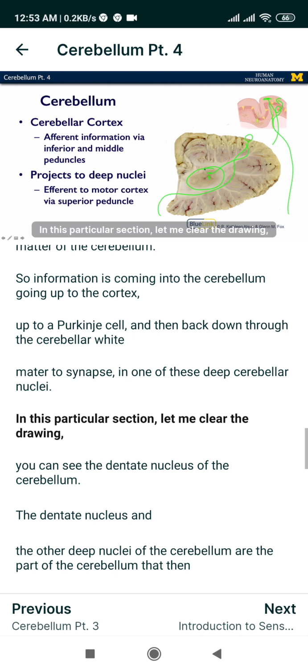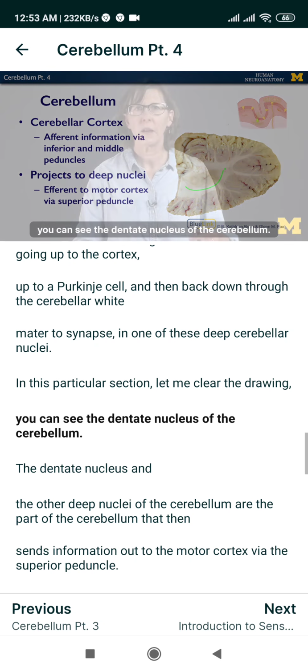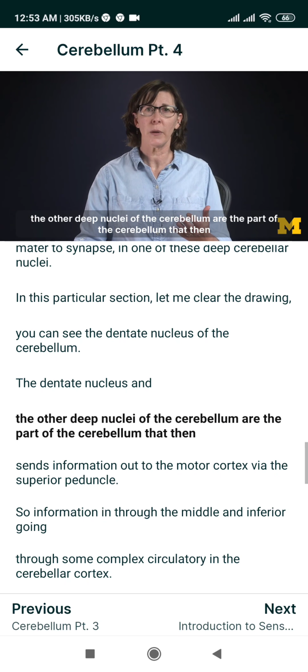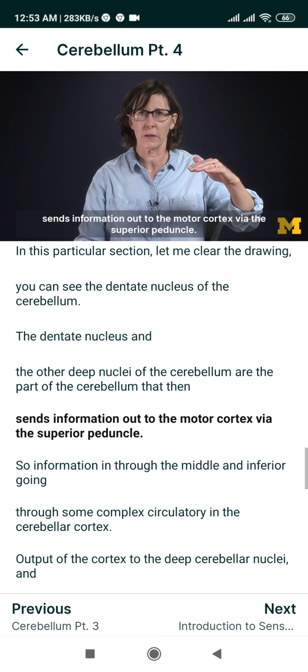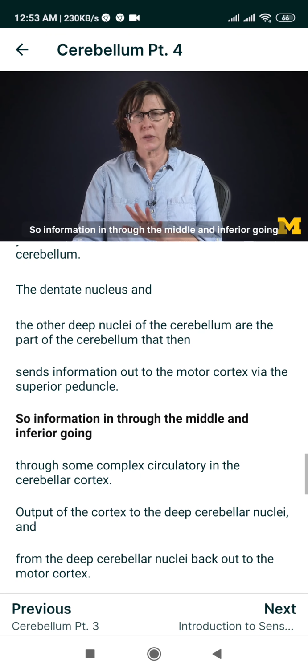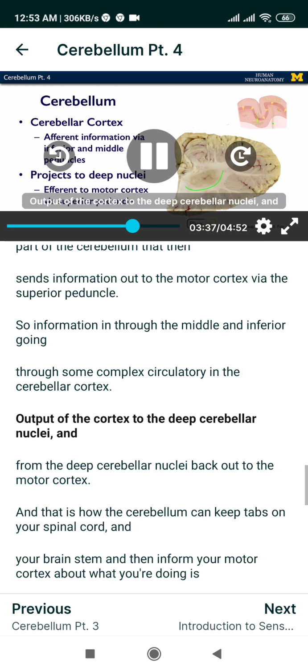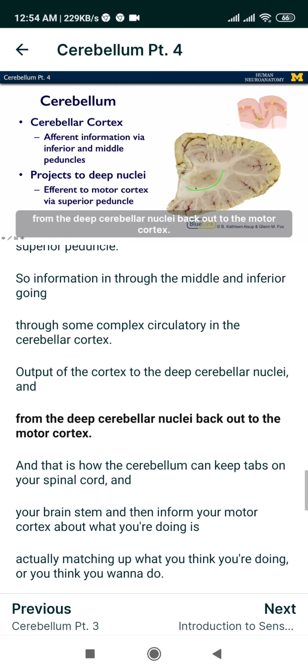In this particular section, let me clear the drawing, you can see the dentate. This is the dentate nucleus of the cerebellum. The dentate nucleus and the other deep nuclei of the cerebellum are the part of the cerebellum that then sends information out to the motor cortex via the superior peduncle. So information in through the middle and inferiors, going through some complex circuitry up in the cerebellar cortex, output of the cortex to the deep cerebellar nuclei, and from the deep cerebellar nuclei back out to the motor cortex.